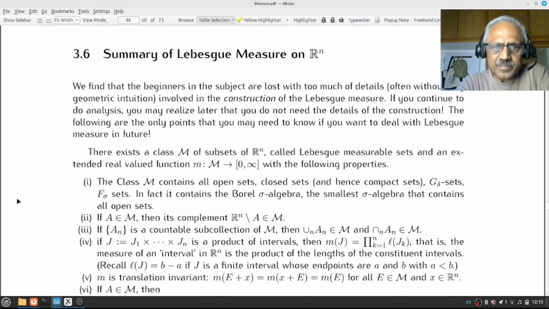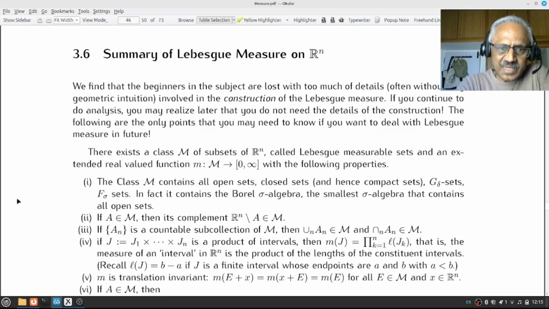We find the beginners in the subject are lost with too much detail involved in the construction of the Lebesgue measure, because you have to talk about outer measure, what its definition is, how you got it, then establish various properties, and then define what is meant by Lebesgue measurable sets, then establish the properties. But if you continue to do analysis, you may realize later that you do not need the details of the construction. The only facts which are needed are summarized here.